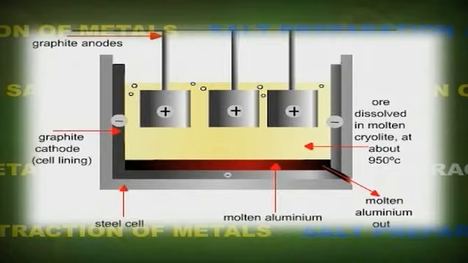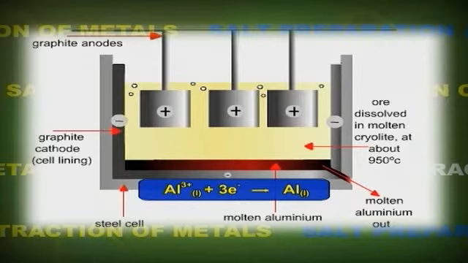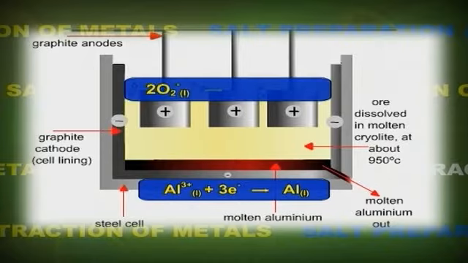The mixture is electrolyzed in a steel tank between a graphite or titanium alloy anode and a graphite cathode that lines the tank. The molten aluminum settles at the bottom of the tank and is tapped off. At the cathode, liquid aluminium 3+ ions become liquid aluminium. At the anode, liquid oxide ions become oxygen gas plus 4 electrons.